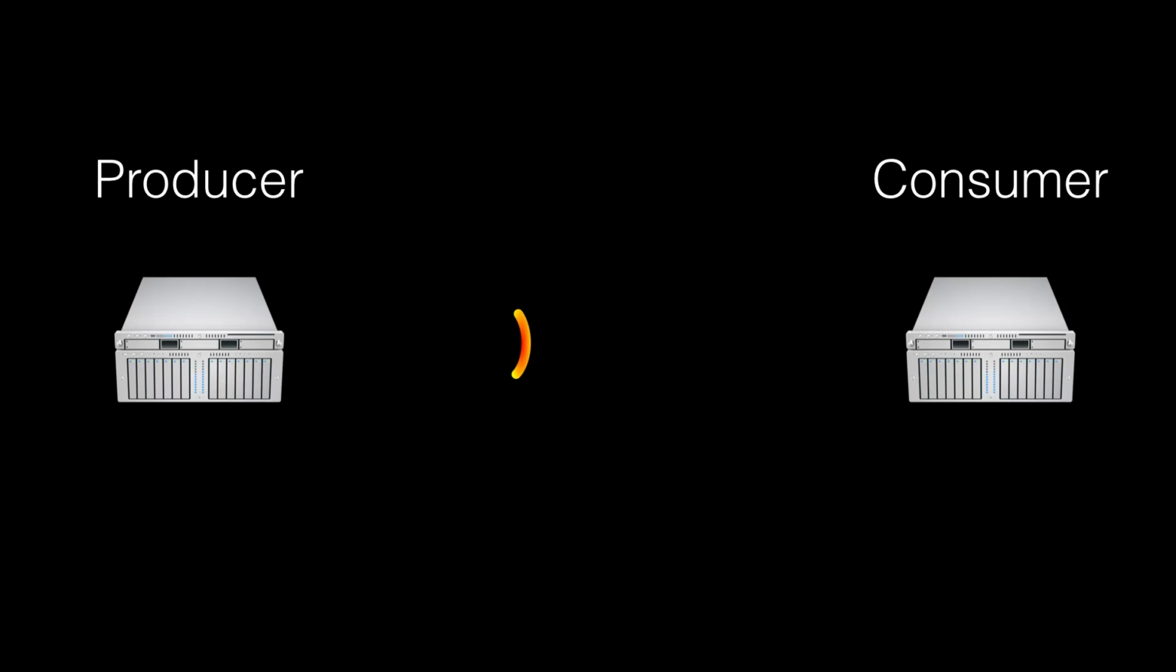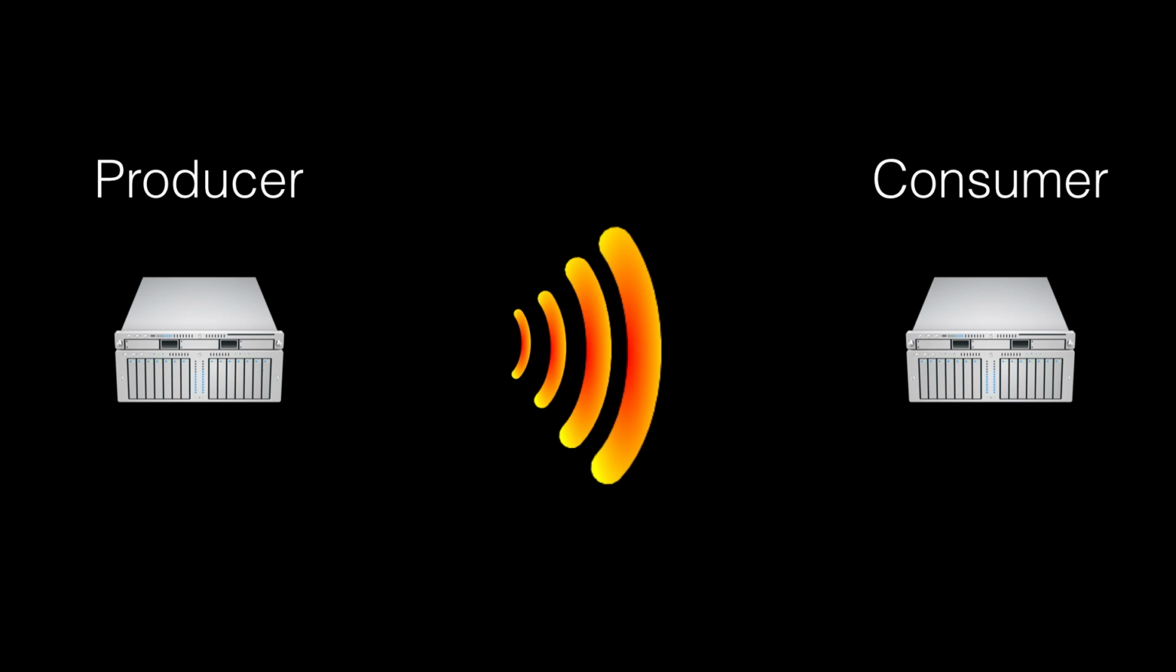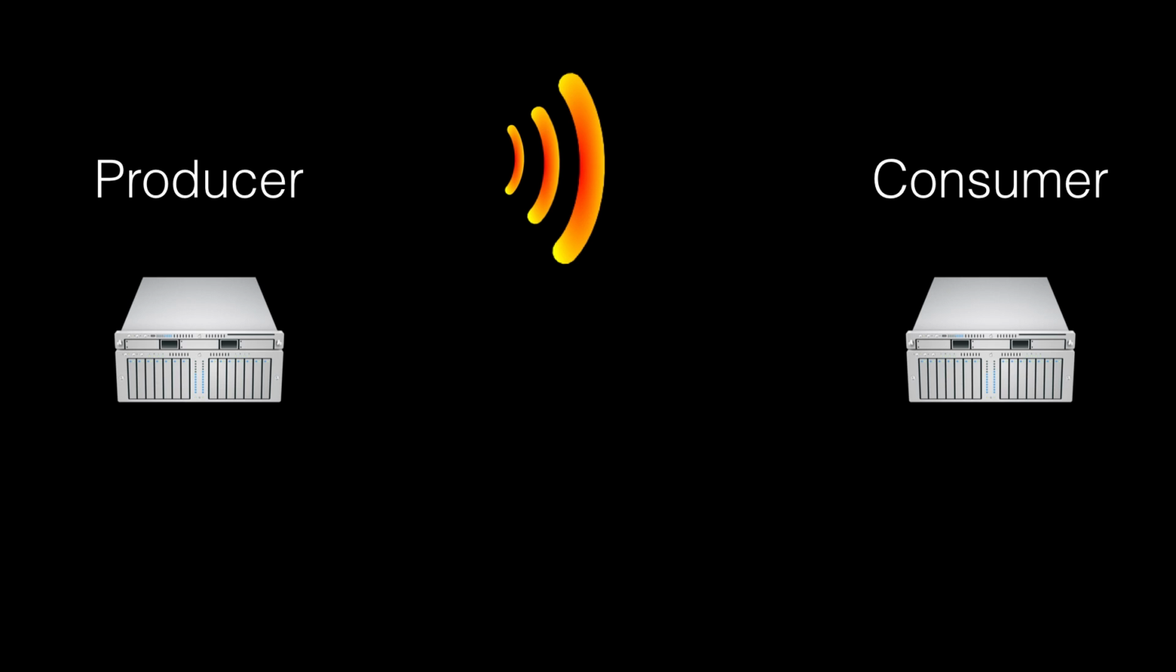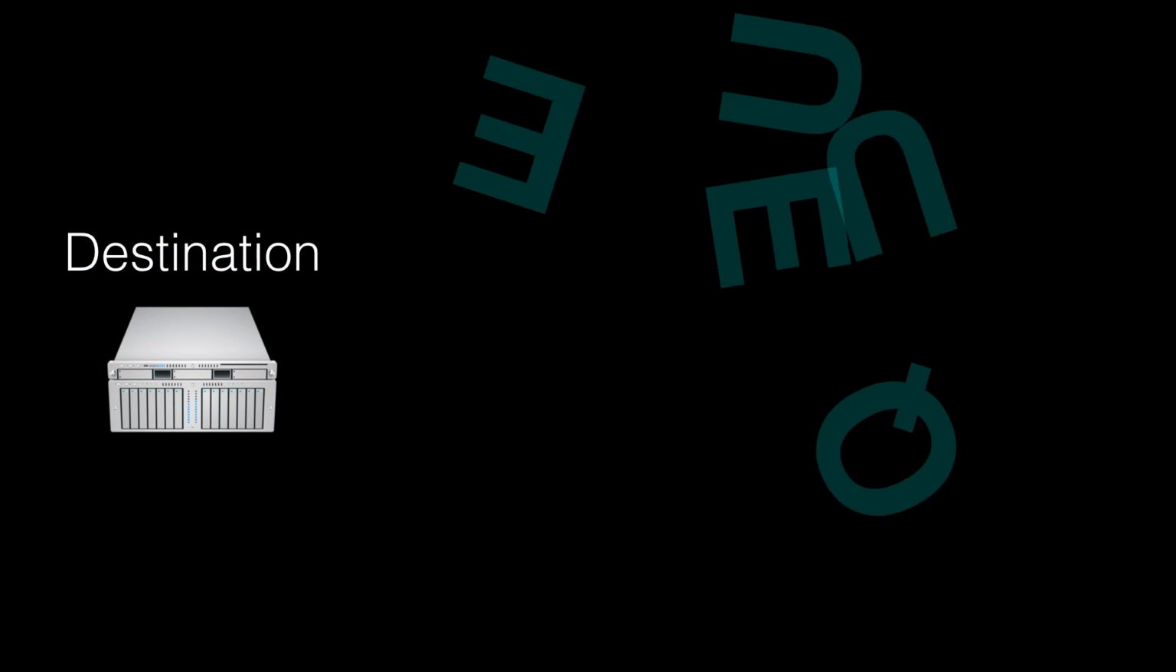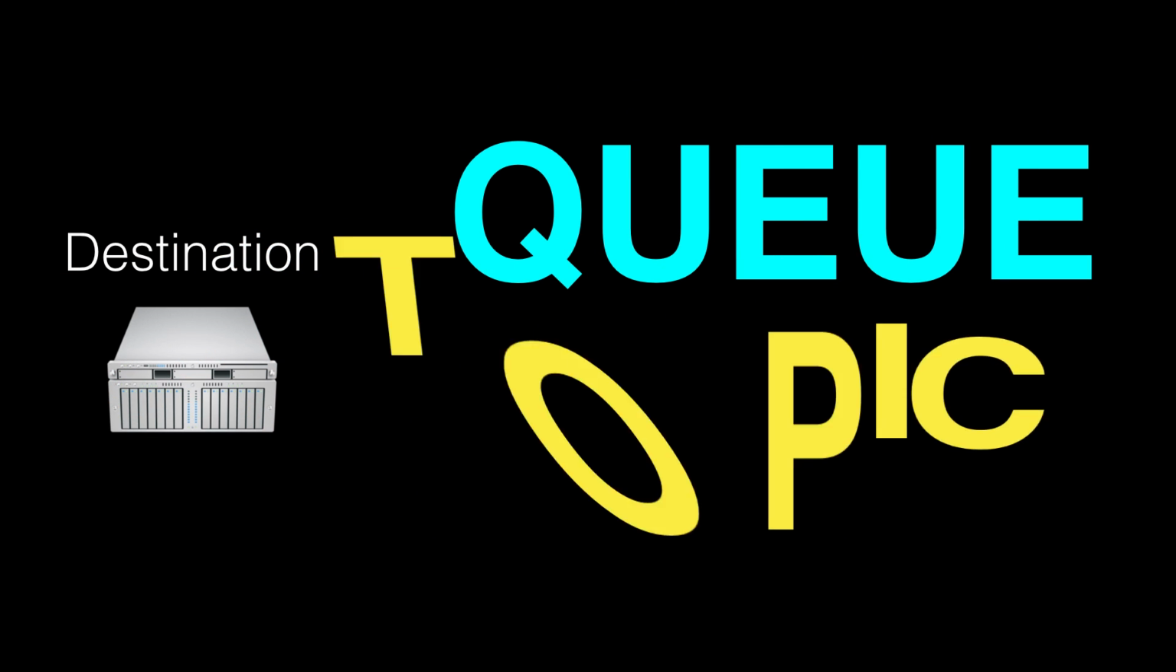The communication is asynchronous, which means the consumer is free to receive the message whenever it wants at some later date and time. In between the producer and the consumer is an object that facilitates message communication. It's called the destination. Now there are two types of destinations: a queue and a topic.